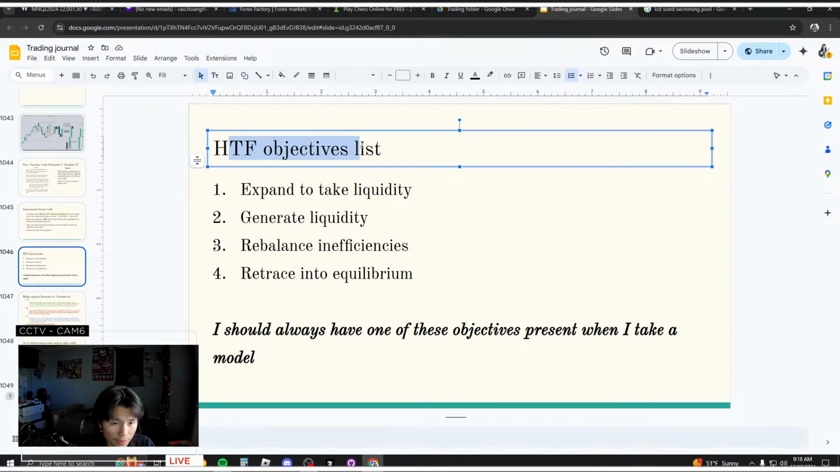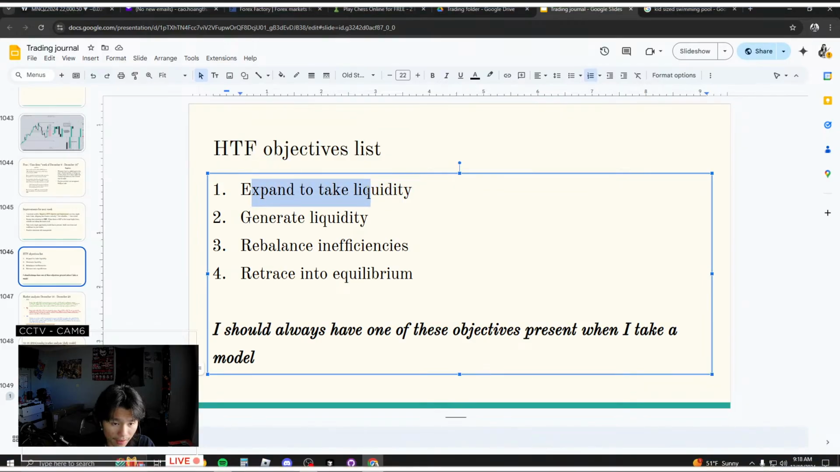Here is the higher time frame objectives list, if you guys want to write this down. Price moves for 4 reasons: expand and take liquidity, generate liquidity, rebalance inefficiencies, and retrace into equilibrium. I got this idea from Justin Ryland. I would say ICT introduced everything, but the whole concept, I can't take any credit from ICT.